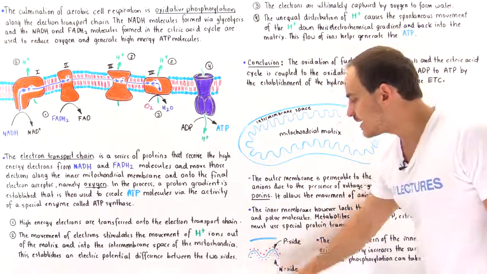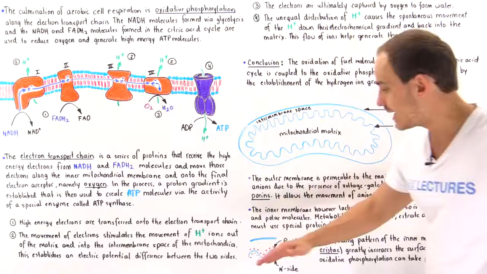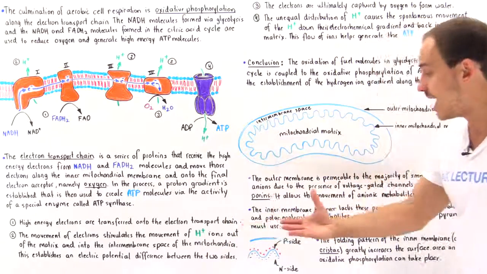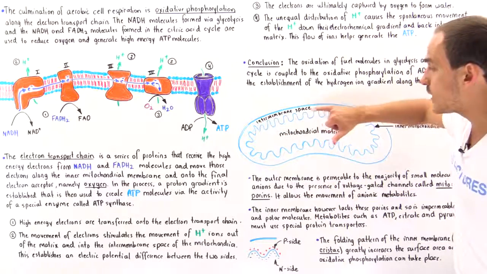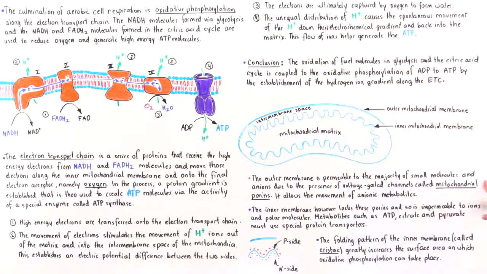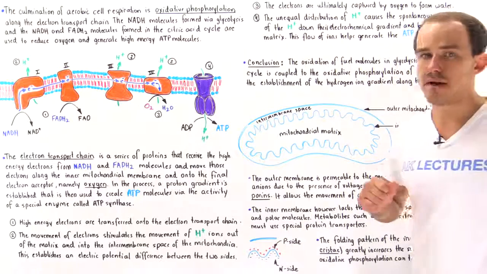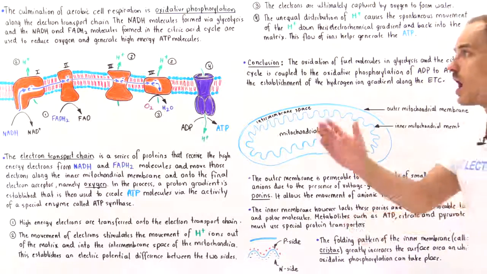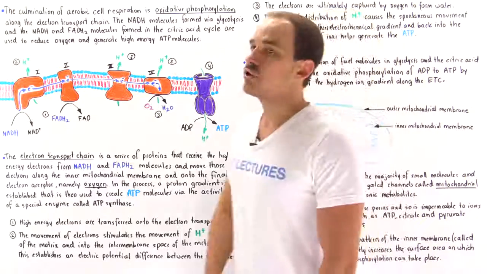Likewise, this N side is also sometimes called the matrix side, while this side is sometimes called the cytoplasmic side, because the intermembrane space is pretty much connected to the cytoplasm via these mitochondrial porins found in the outer membrane of the mitochondria. And as I mentioned just a moment ago, the folding pattern of the inner membrane, this structure here, consists of these cristae, which greatly increase the surface area on which oxidative phosphorylation can actually take place.